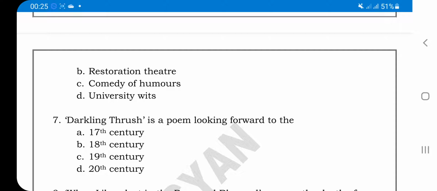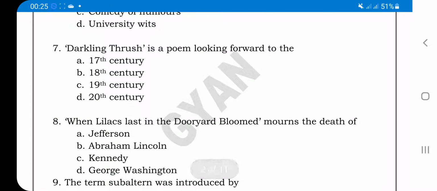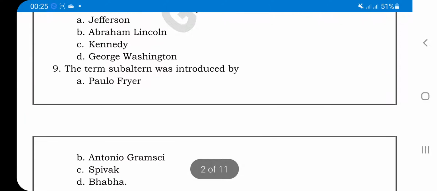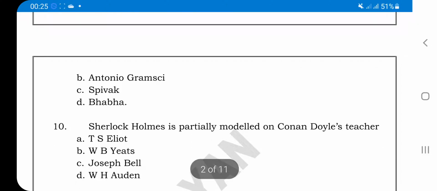Now, Darkling Thrush is a poem looking forward to. What's your answer? When Lilacs Last in the Dooryard Bloomed mourns the death of. It's a very good question. Really like this one. The term subaltern was introduced by. Sometimes we get confused, so it is quite easy, but don't rush into the answer.